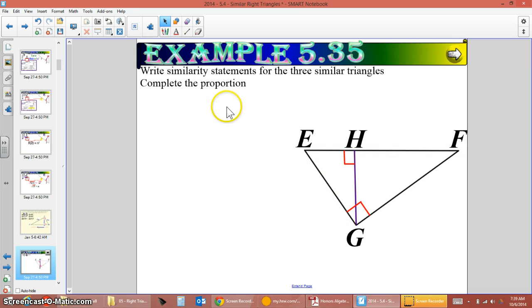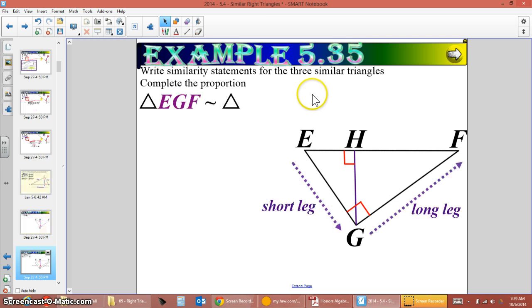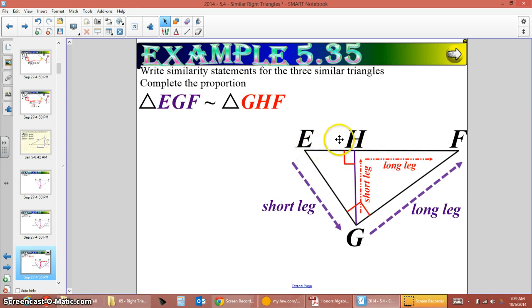So now it says write a similarity statement with the 3 similar triangles. Okay. So we're going to pick which one I start with. I start with the big one, EGF. Notice how we went from E to the short leg here, and then the long leg. So now we got to pick which triangle we want to look at, the short leg and the long leg. Here we're going to say GHF. Okay, we're using this right triangle here, and we're going across the short and then across the long.